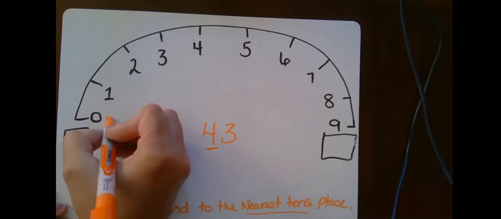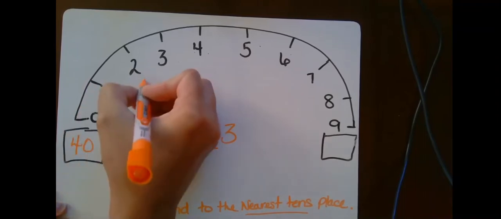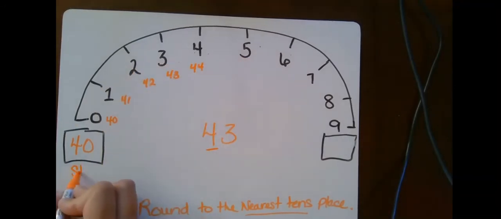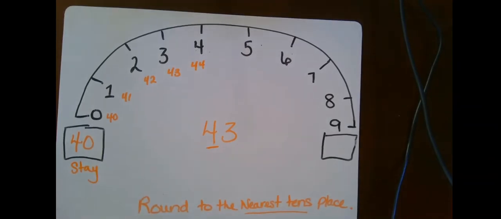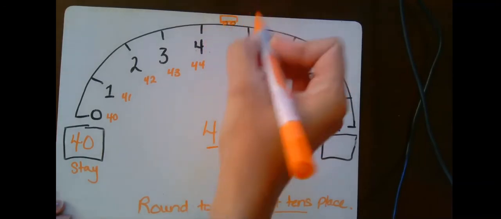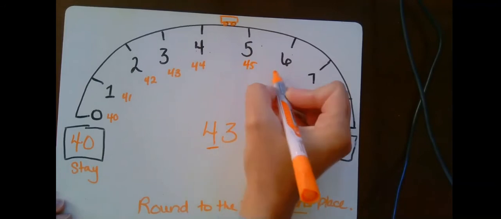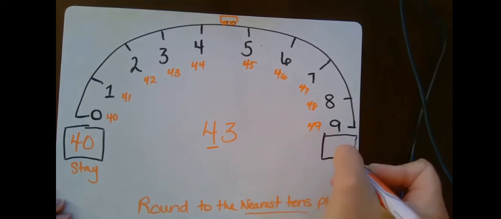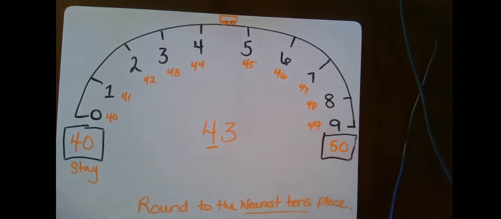That means that anything on this side of the rounding roller coaster is going to stay. And remember, I didn't like the words on the rounding roller coaster where it said round down. You are going down in your cart, but you're not going down in numbers. You're just staying at that 40. And then anything that goes 5 or above, so your cart is here, anything that's 5 or above, so 45, 46, 47, 48, 49, and then this square would be 50.